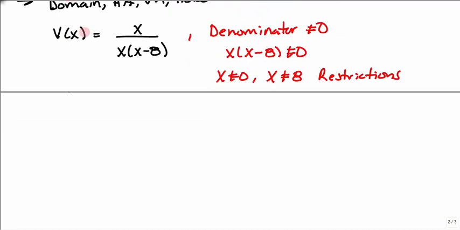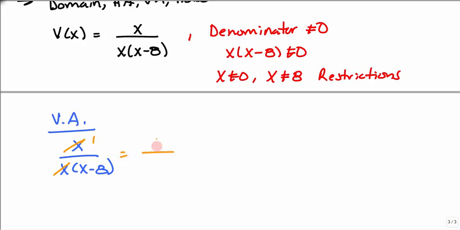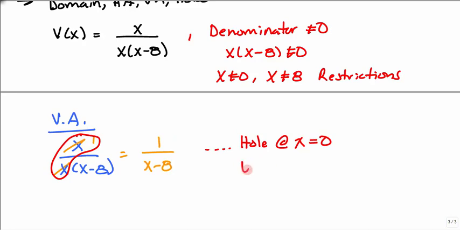Now for my vertical asymptotes, I have the x equals 0 and x equals 8 that I need to think about, but let's look to see what happens. You notice when we simplify, the x over x is 1, and I'm just left with 1 over x minus 8. So, because these cancel, I have a hole in my graph at x equals 0. Now why 0? Because that was my restriction. I have a vertical asymptote at the remaining restriction, x equals 8.